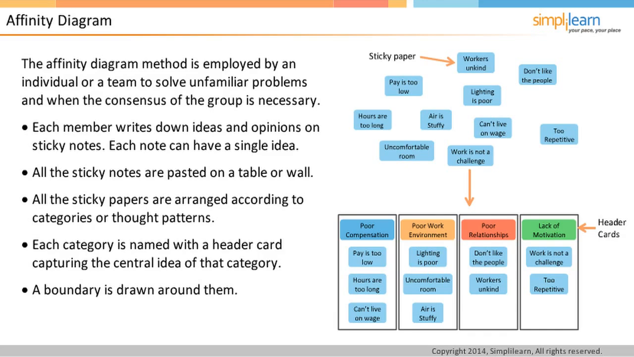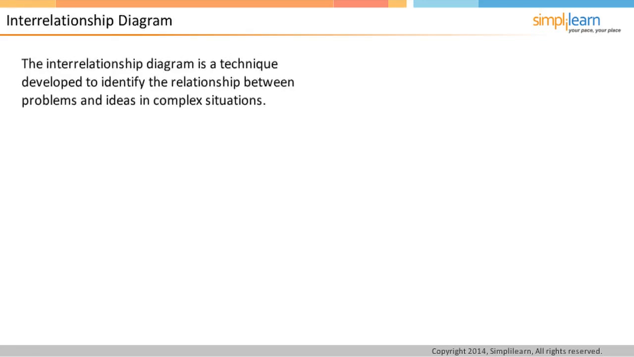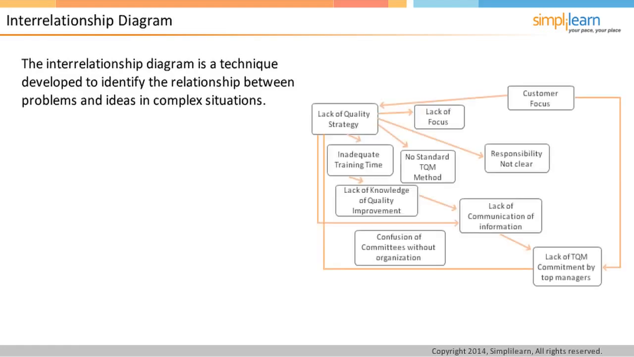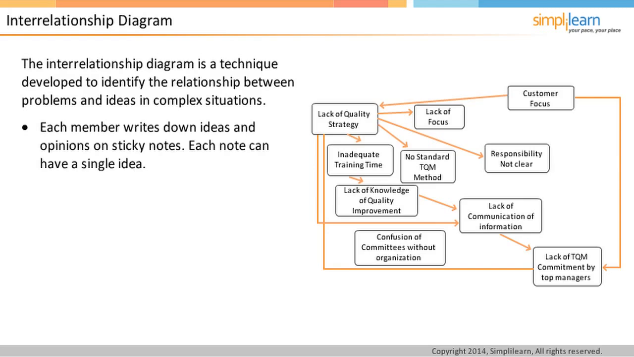During problem solving, the interrelationship diagram technique helps in identifying the relationship between problems and ideas in complex situations. If the problem is really complex, it may not be easy to determine the exact relationship between ideas. The given interrelationship diagram is the result of a team brainstorming session, which identified 10 major issues involved in developing an organization's quality plan.